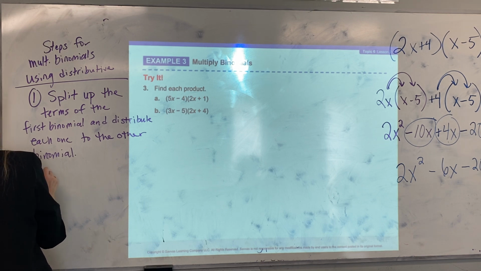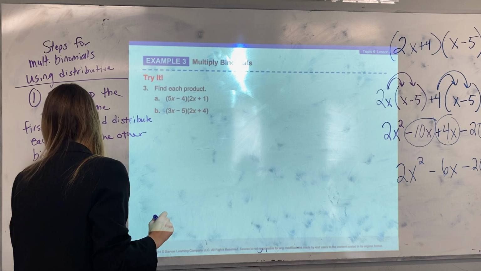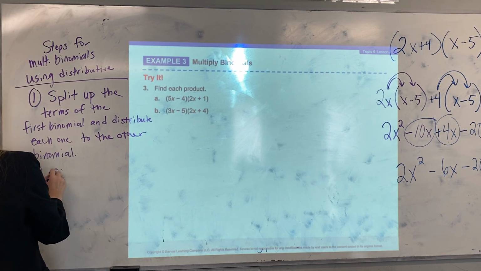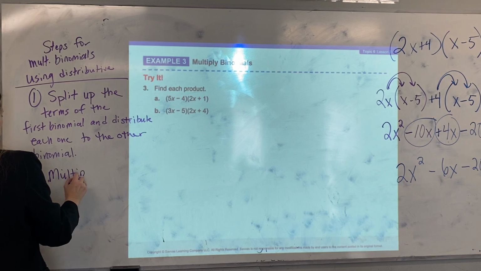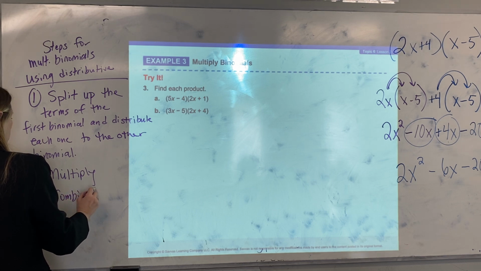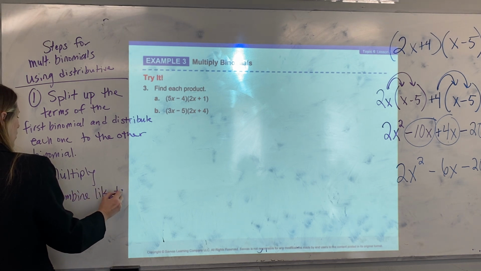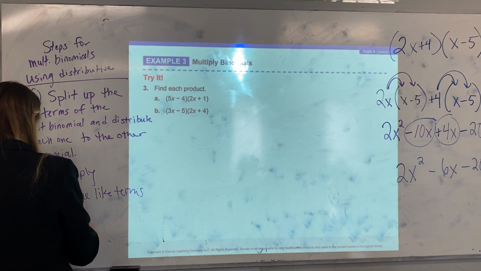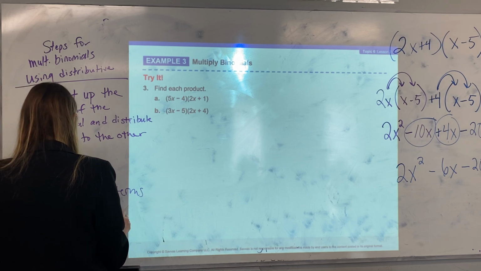Step 2 is algebraic multiply. Step 3 is combine like terms. And step 4 is standard form. And you can do those at the same time if you want.